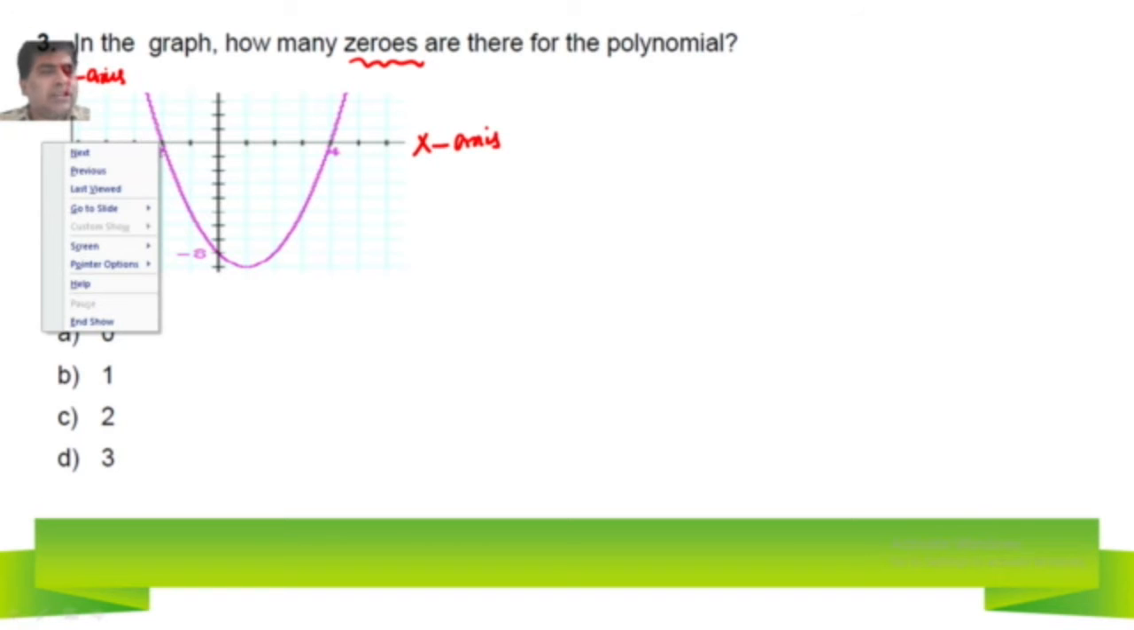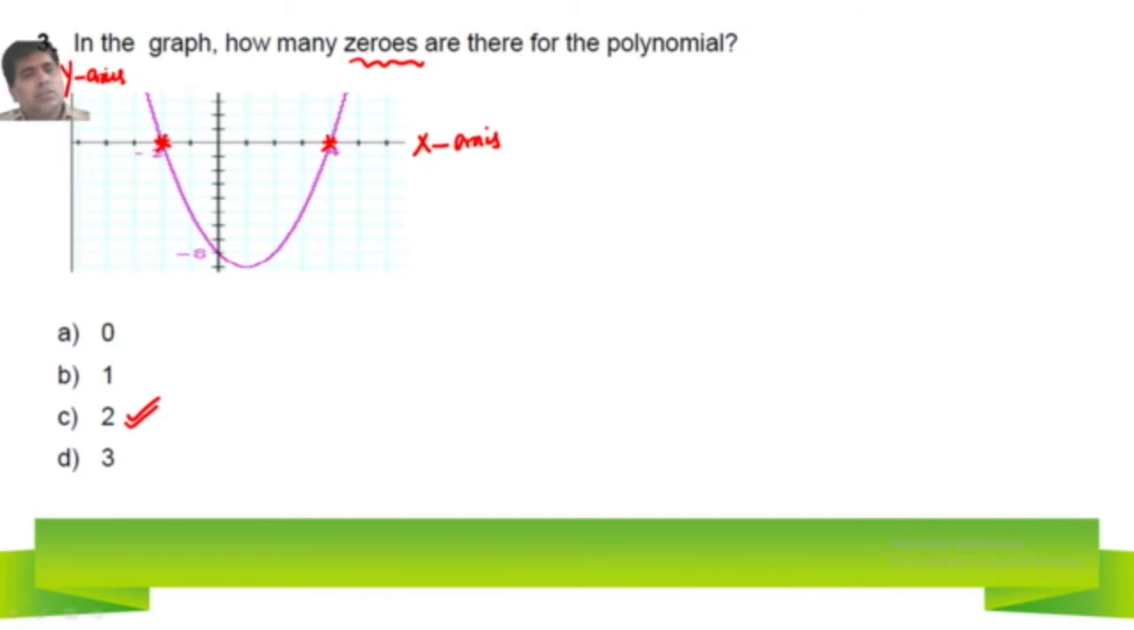Here it is intersected, here it is intersected, and here it is intersected. So the number of zeros is 2 here. The number of zeros depends on how many times the graph intersects the x-axis. Here it is clearly intersected 2 times. So your option is 2, and it is option C.